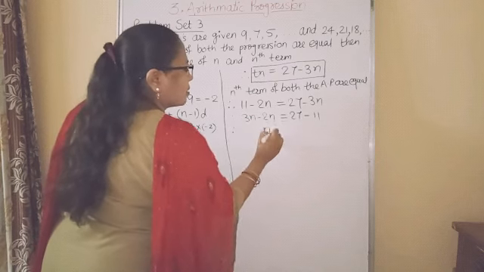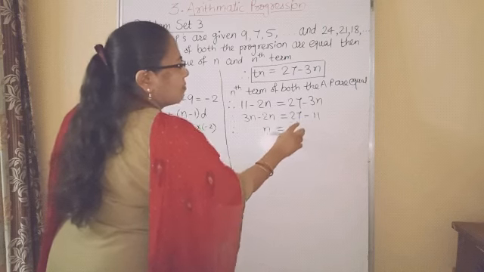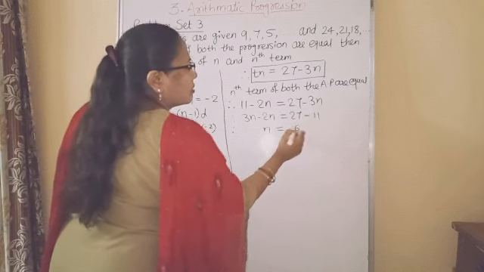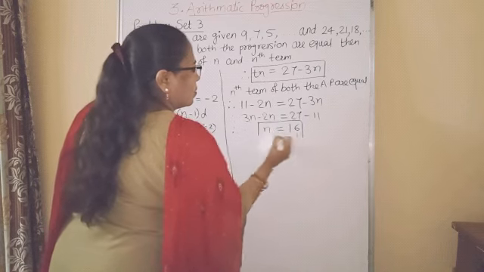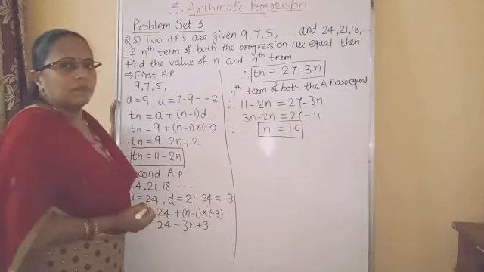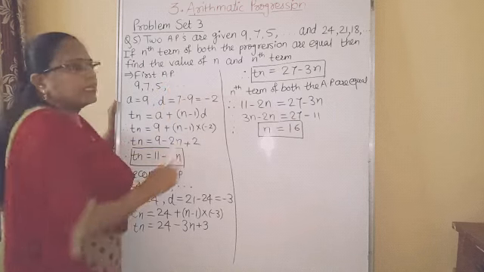3n minus 2n is equal to n. And 27 minus 11: 7 minus 1 is 6, 2 minus 1 is 1. So n is equal to 16. So we got the answer of the first question. The value of n is 16.